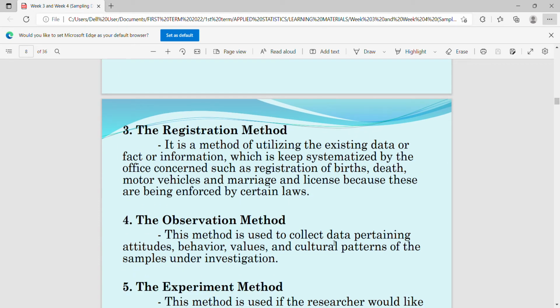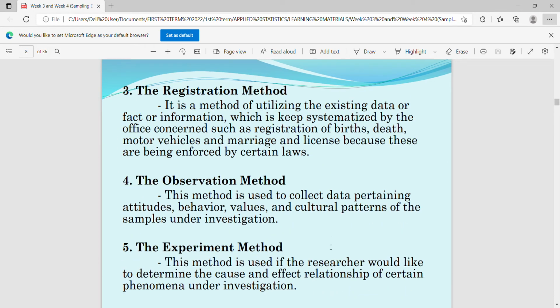Another method is the observation method. So this method is used to collect data pertaining to attitudes, behavior, values, and cultural patterns of the samples under investigation. So from the word itself, observation method is used specifically when you are observing or studying the attitude or the behavior of a particular culture.